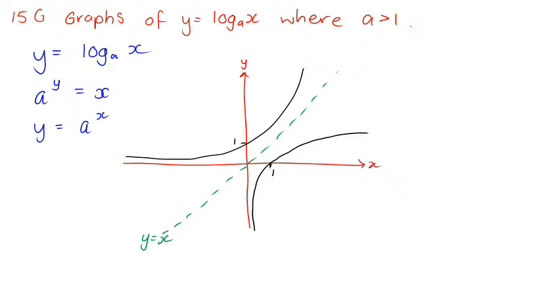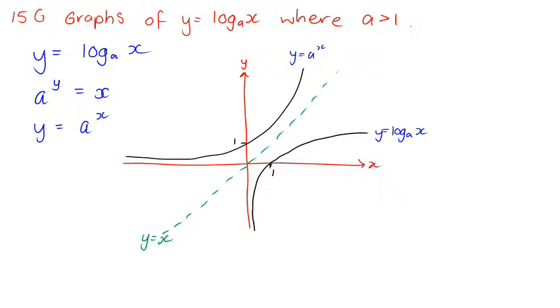So this one would be y equals a to the x. That's our exponential function that we started off with. And then this one is y equals log base a of x. Essentially the log function is just the exponential function, but flipped over that line. The y-intercept becomes the x-intercept. If there's an x-intercept, it becomes the y-intercept, and so on and so forth.